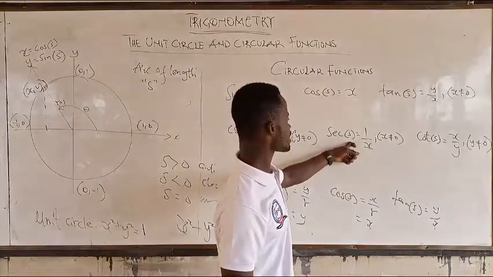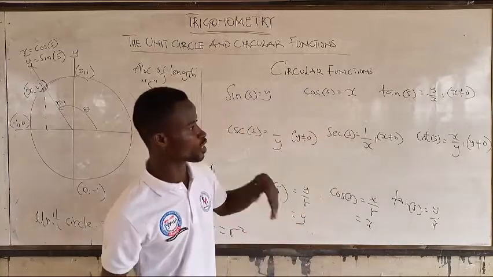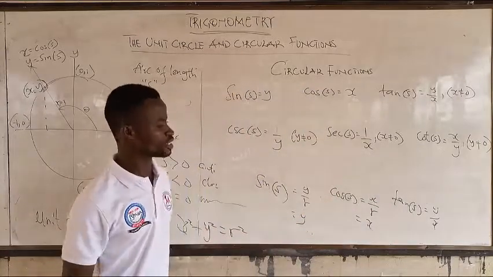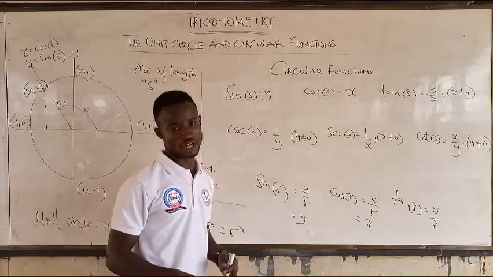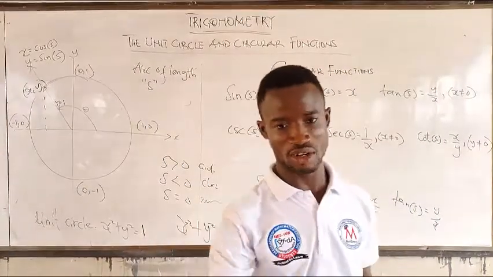Very good. Sec is 1 over cos, and cot is the reciprocal of tan. So that's going to be the same thing. So that is all for the circular functions.